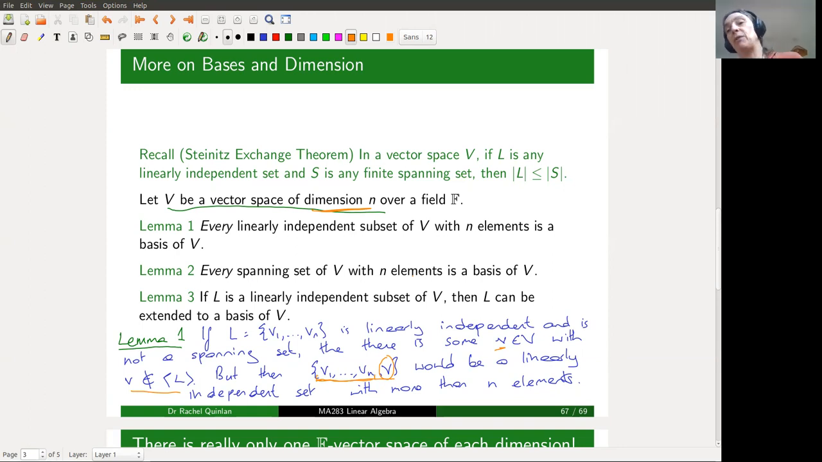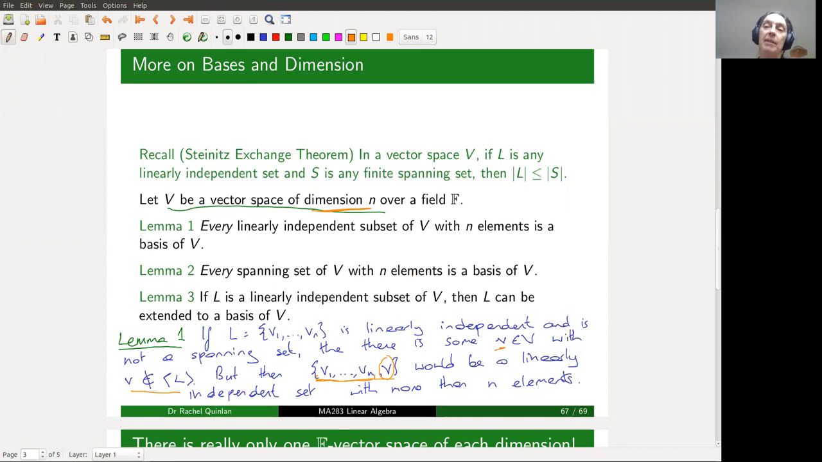And here again, if it wasn't linearly independent, then it would have some element that would be a linear combination of the other elements, and we could throw that out, and it would still live in the linear span of what would remain. So if we had a spanning set with n elements that wasn't a basis, that would have to be because it wasn't linearly independent. That would mean it would contain some element that's a linear combination of the other elements. Throwing that out would leave us still with a spanning set, but with only n minus 1 elements, which is impossible because we know that we have a basis which is linearly independent with n elements.